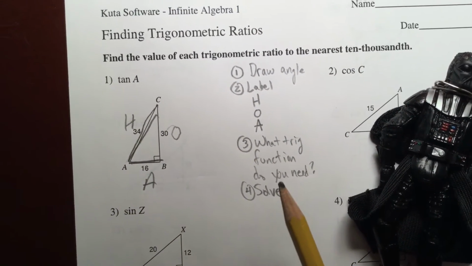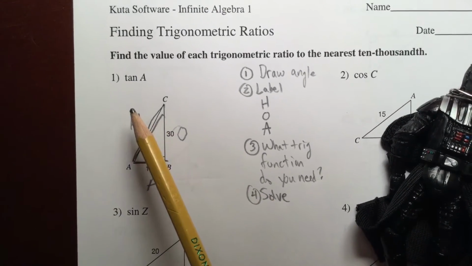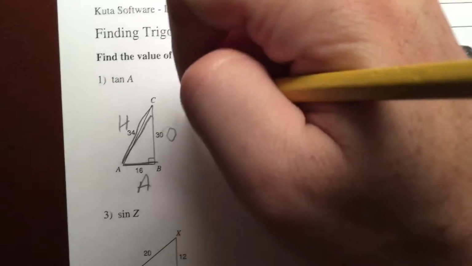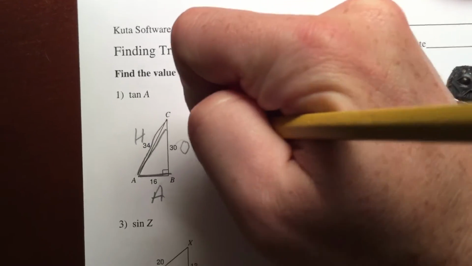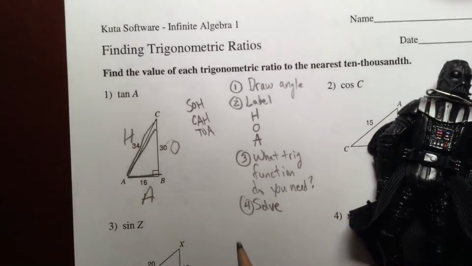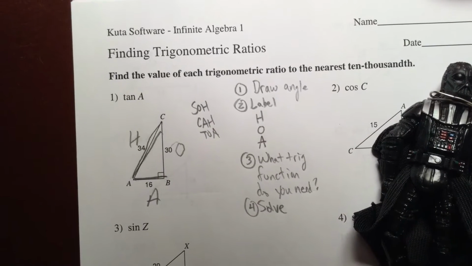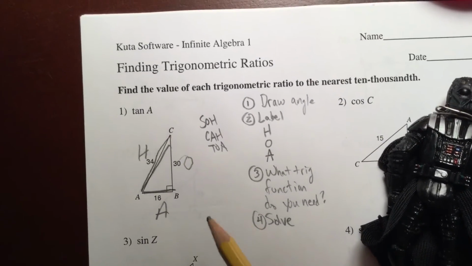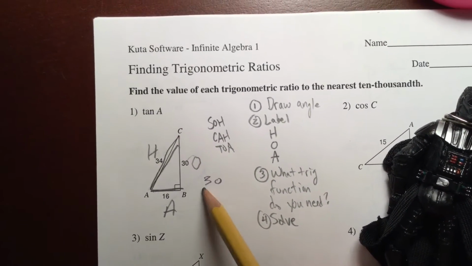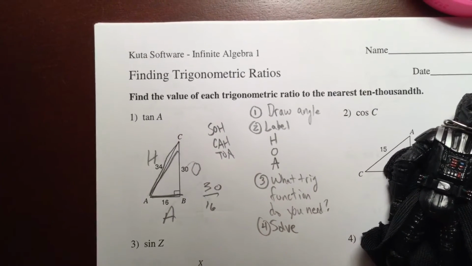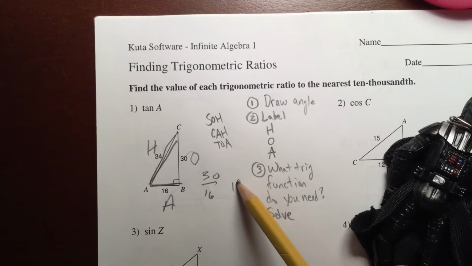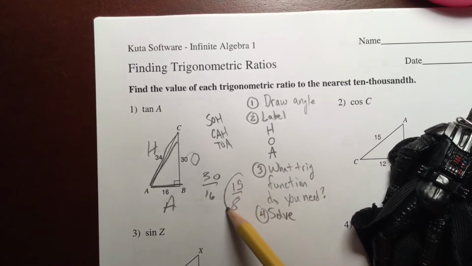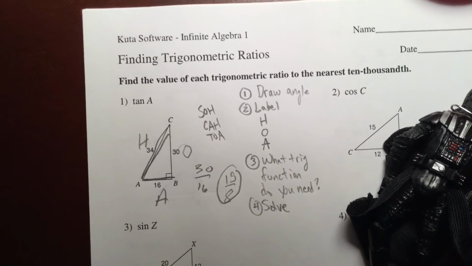What trig function do we need? Well, we need the tangent. Okay, so in our SOHCAHTOA, tangent is the O divided by A. So to solve it, we just take the O divided by the A, and we can reduce that. They both have a GCF of 2, so 15 divided by 8 is our answer.